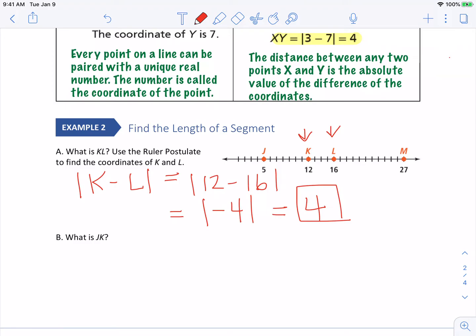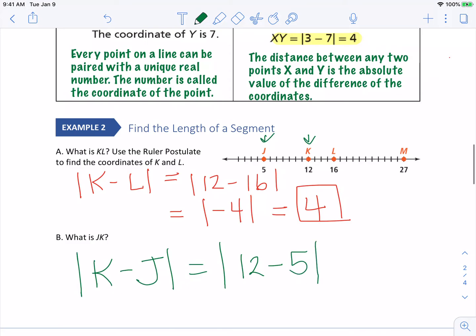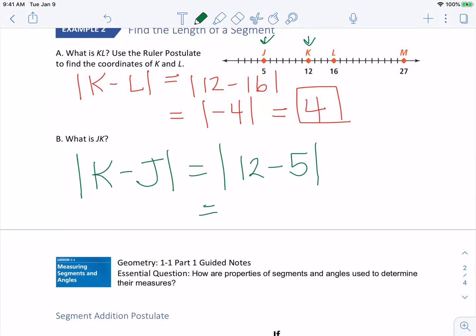So here on the next one, if I wanted to find the length or the measure of JK, J is over here, I can use the same process, K minus J, and I'm going to use the absolute value. So let me write that a little bit more clearly. So K minus J, and the absolute value of those, if I substitute in for K, that's 12. J is 5. 12 minus 5 is negative 7. And the absolute value of negative 7 is just 7.